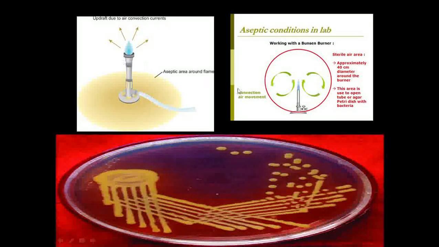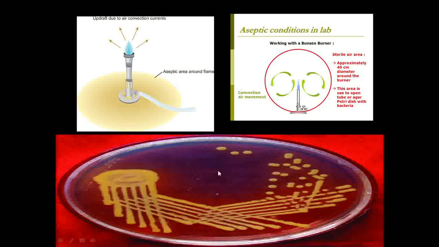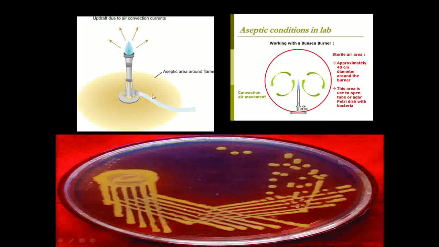How will it do that? You can see here there is an air current. You can see the convection air movement here. This convection air movement won't allow any other bacteria or any other microbial population to enter this area. So I can perform the work by keeping the plate over here. This streaking can be done, right? So approximately a 40 centimeter diameter area around is very much aseptic, right? Understood why we require burners?